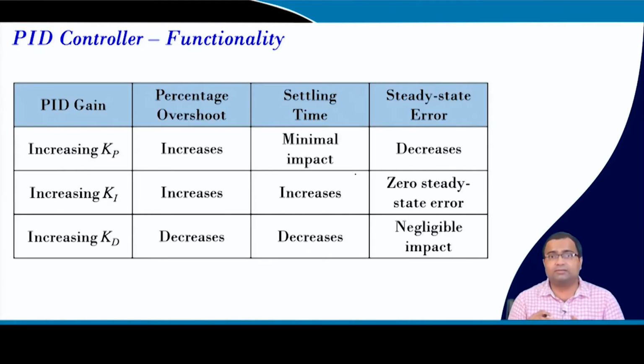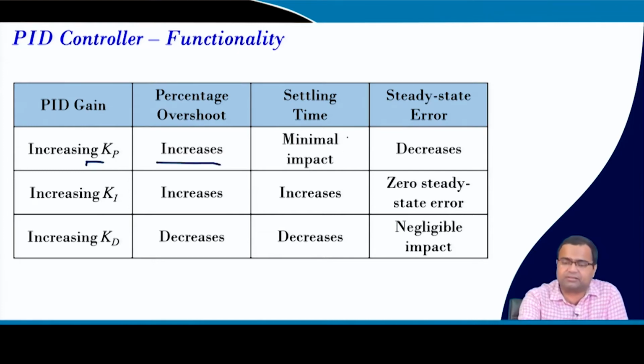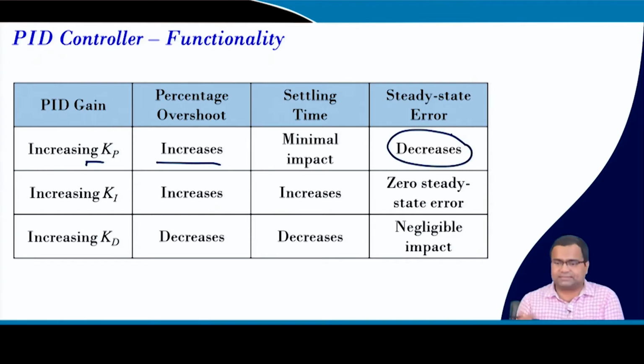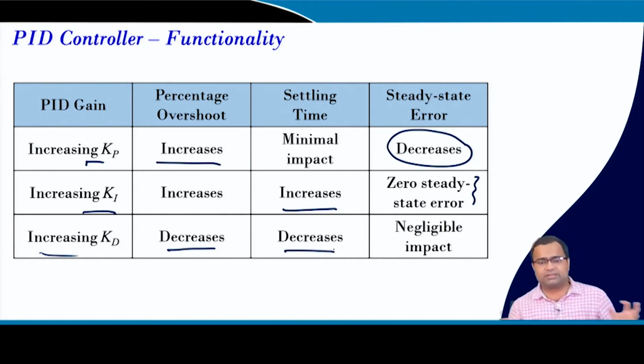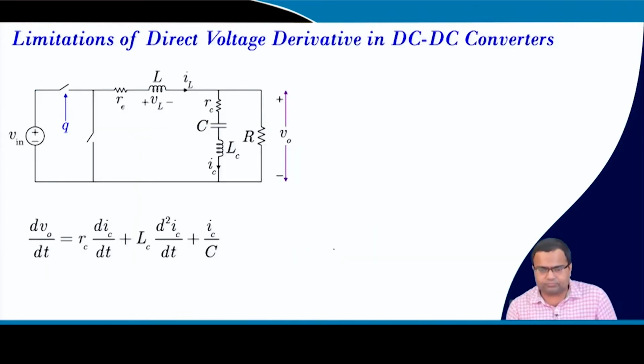The PID controller is very useful because we know that if we increase the proportional gain, the overshoot increases. It has a minimal impact on the settling time, but it reduces the steady state error as the proportional gain increases. Increasing Ki has a drastic effect on the settling time, and it tries to reduce the steady state error, but it also increases the percentage overshoot. The derivative action helps because it introduces damping. So, it tries to reduce overshoot and undershoot and also reduces settling time because it damps out.